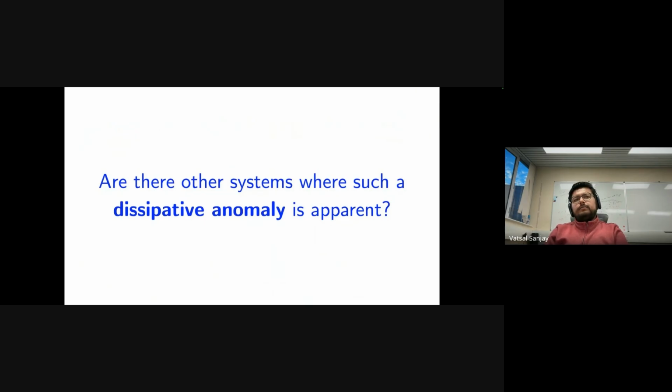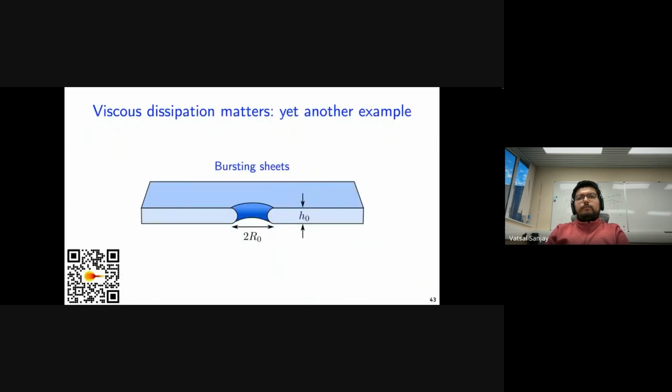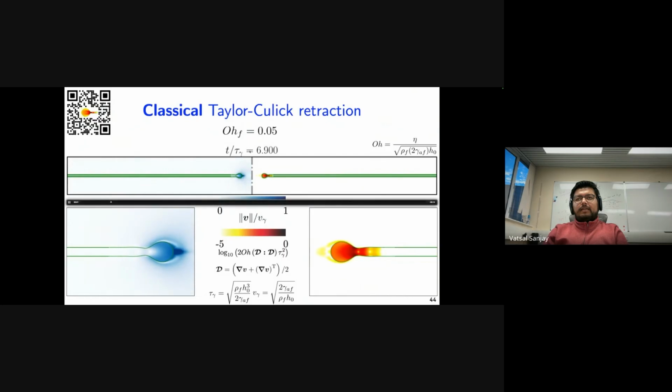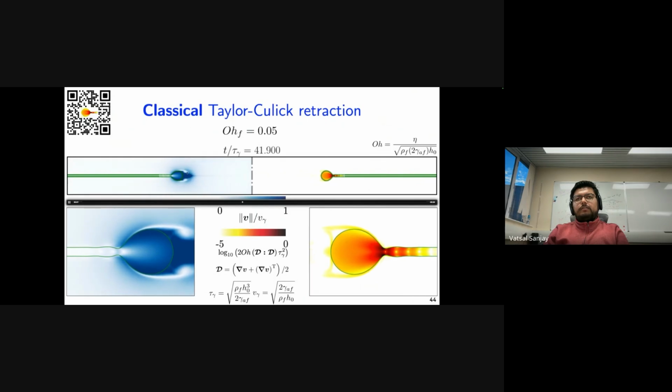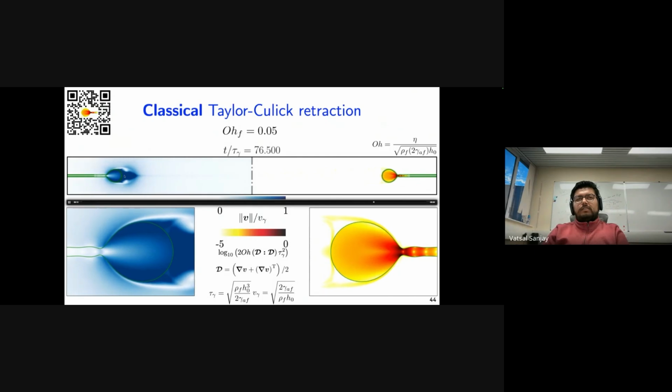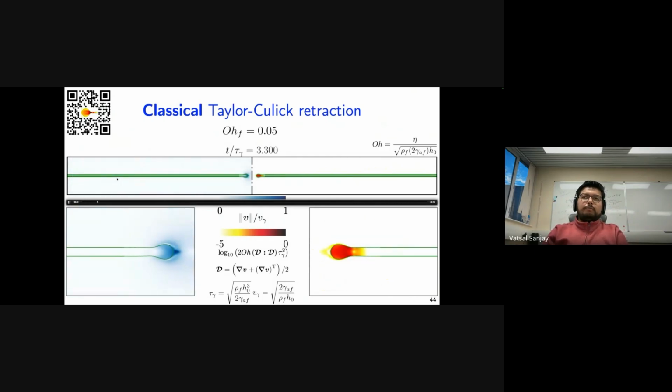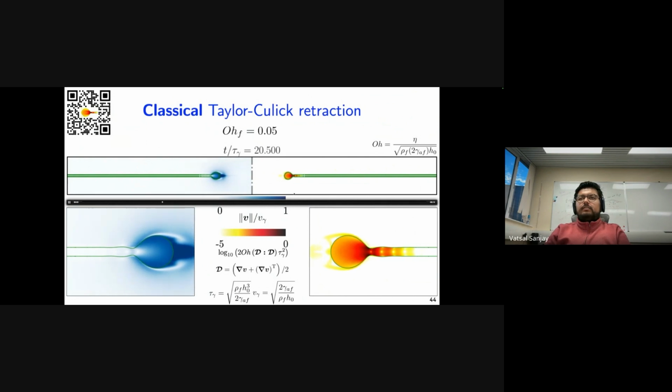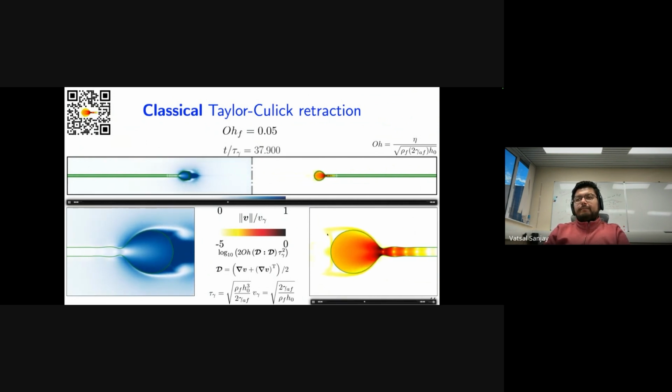So are there other systems where this dissipative anomaly is apparent? And yes, there are. For example, if we think about bursting sheets, we imagine that we have a liquid sheet which is infinite, and we poke a hole at the center, and we let this hole open up. So now this is an infinite sheet with the hole that you see over there, and this is the axisymmetry. On this side, we have the velocity field normalized by the so-called Taylor-Culick velocity. For this system, we know that the velocity of the tip goes towards this constant value, which is the Taylor-Culick velocity, which you can get either using a momentum balance or by doing an energy balance, where you have to account for the dissipation that happens inside the blob.